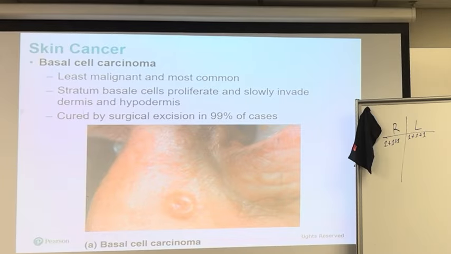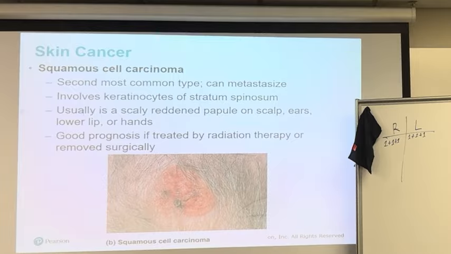It's the cancer in the stratum basale, but this is the least malignant and most common, because stratum basale cells proliferate and slowly invade the dermis and hypodermis. It is cured by surgical excision in 99% of the cases. Okay. Now, the next one is the what?